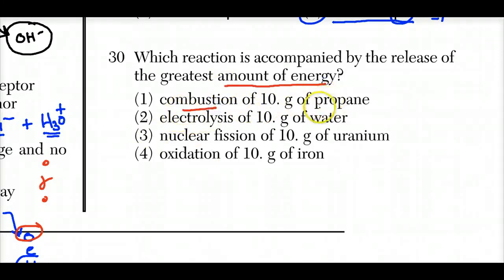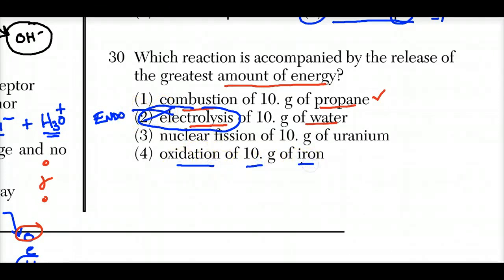Burning of propane, I know that gives me a lot of energy. Electrolysis of water, wait a minute, electrolysis requires energy, right? Electrolysis, as we talked about, is a non-spontaneous process that requires energy, this is endo. So this better not be one of your choices, no way. Okay, oxidation, 10 grams of iron, well that would be iron rusting, and that could be something that's very exothermic, but man, I'm looking at a nuclear equation.